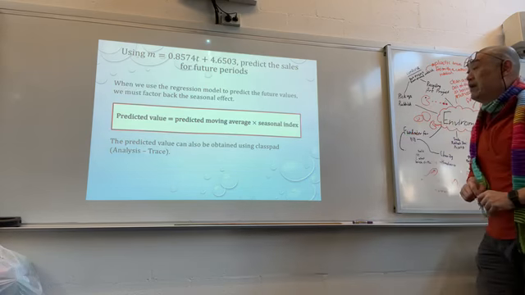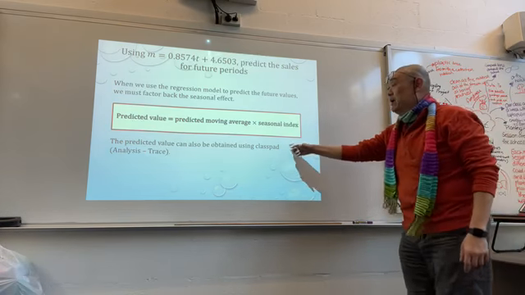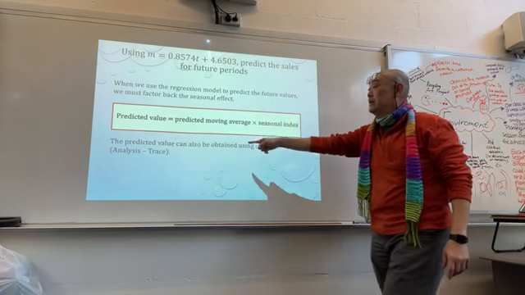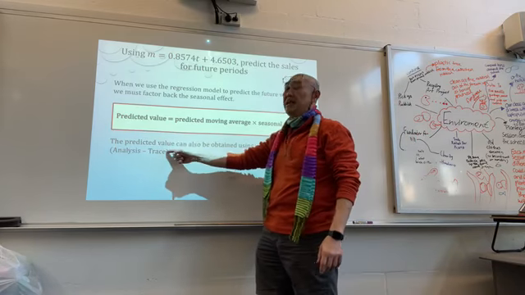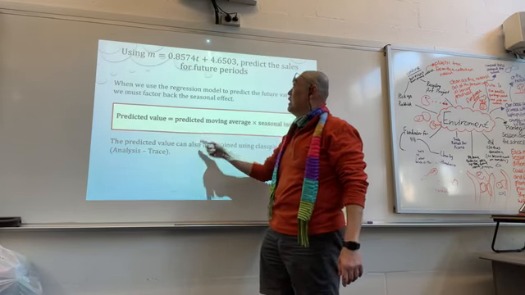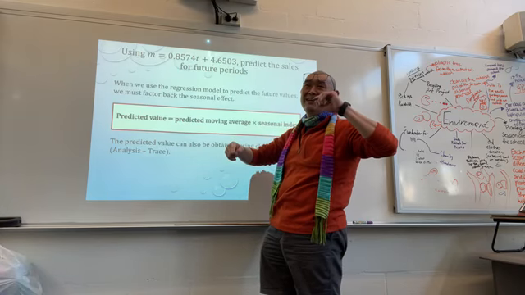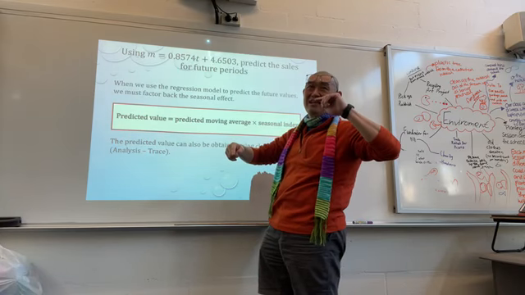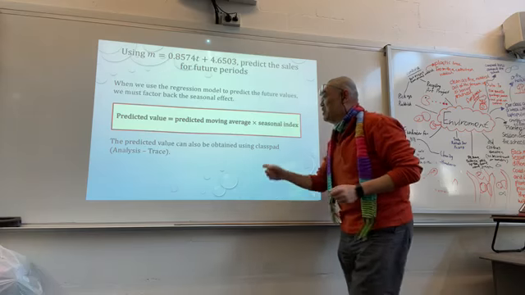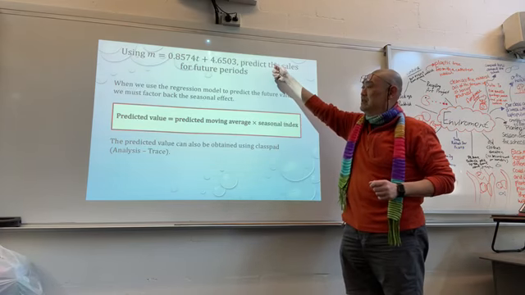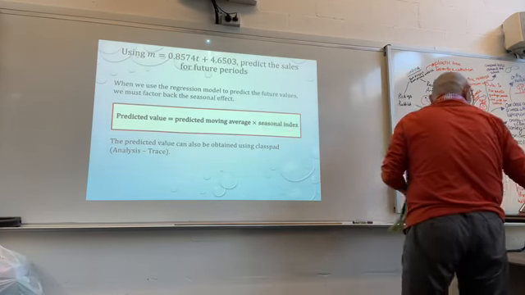The predicted value can also be obtained using the class pad, the predicted moving average value using analysis trace. Either use the class pad or use this. Do you remember how to use class pad trace? Okay, that's good. So you can either use that or use this. The predicted moving average.